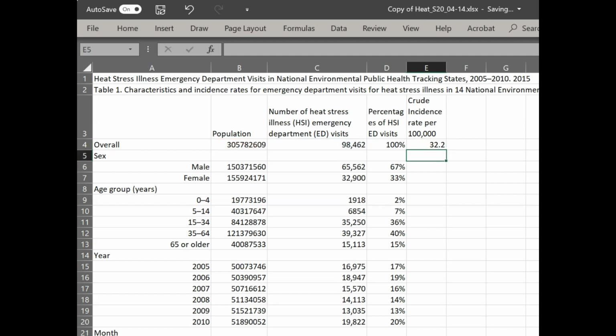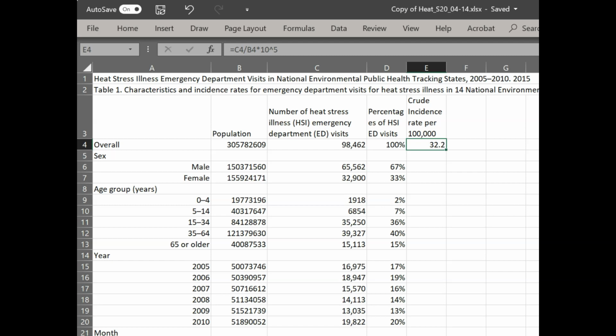So when I do that, we see that the overall incidence rate for emergency department visits is 32.2 per 100,000. So we'd expect in a population of 100,000 that at least 32 or so people would end up in the emergency department due to heat stress illness or heat-related illness.